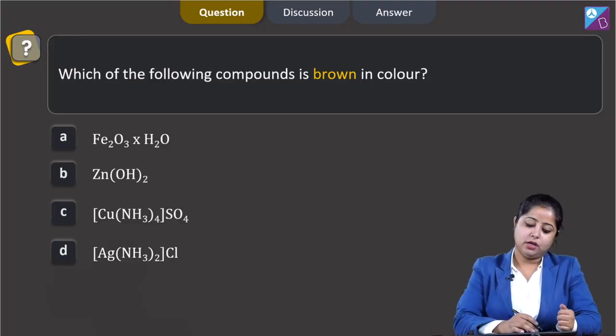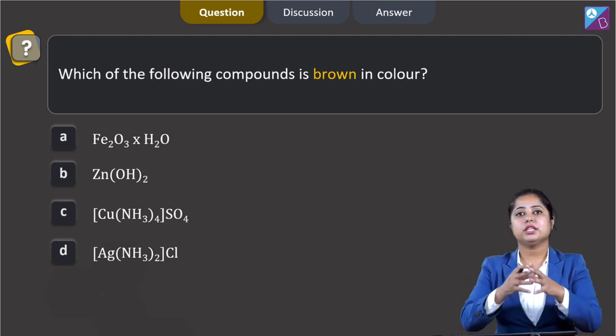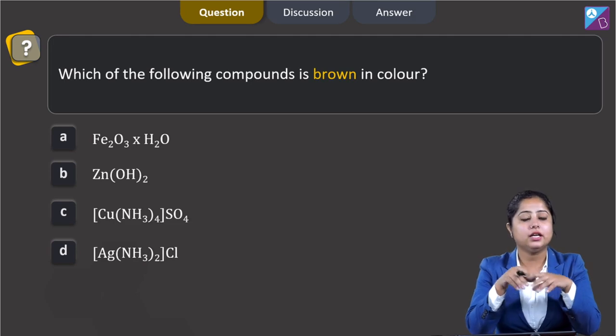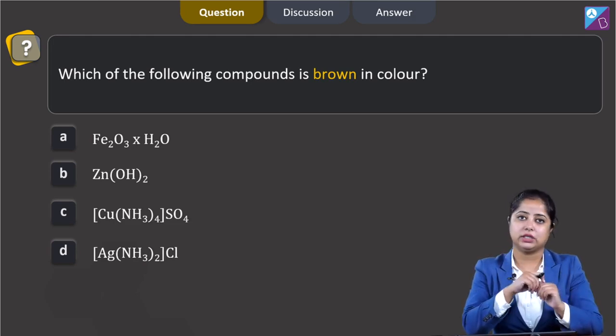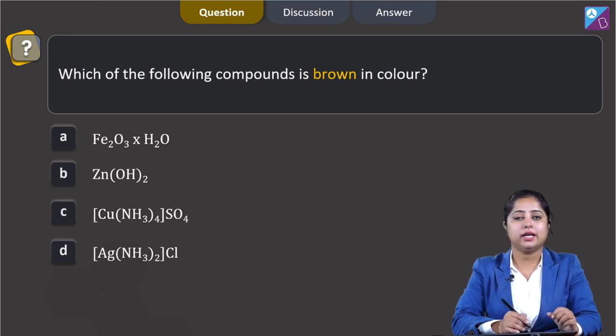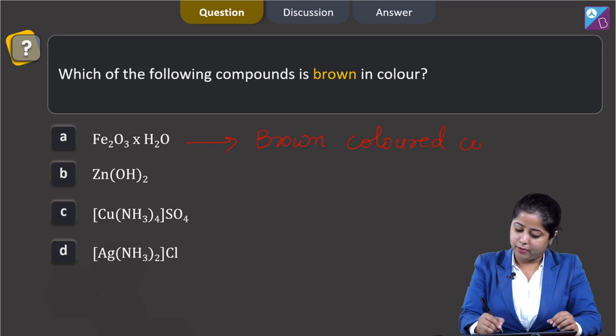Let's read it. Which of the following compounds is brown in color? Students, in this question, we are given 4 compounds and we have to identify which one is brown in color. Let's start with option A, Fe2O3.xH2O. Student, this is brown in color. This is a brown colored compound known as rust.